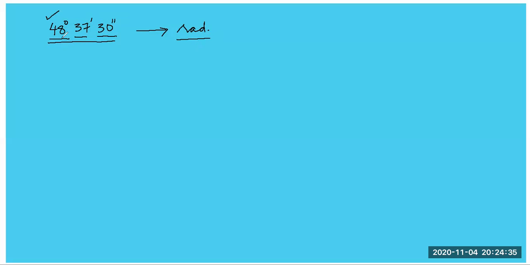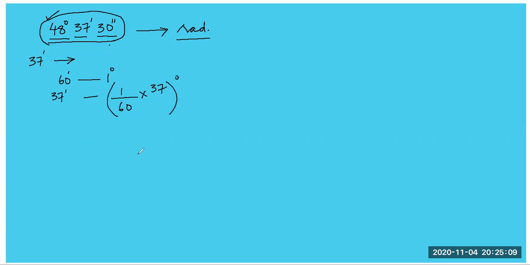So 48 degrees, I know. Now let's talk about 37 minutes. How to convert this into degree? Anyone can help me? How to convert 37 minutes into degree? So we know 60 minutes is equal to 1 degree. So 37 minutes will be equal to 1 by 60 into 37 degree.